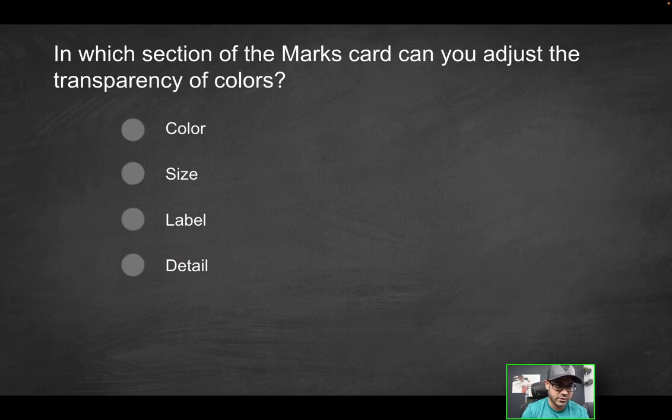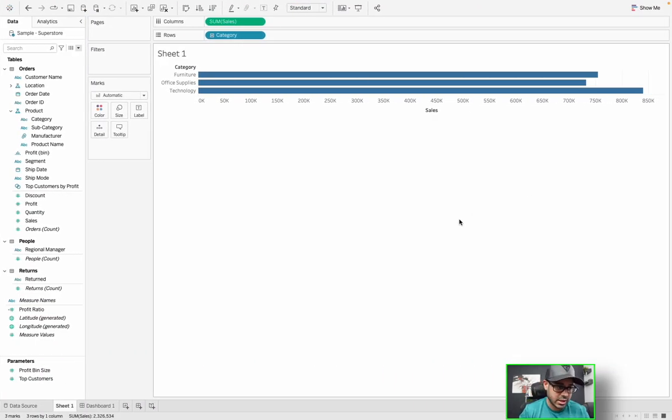Let's get started. Our first question is going to be, in which section of the marks card can you adjust the transparency of colors? Is it going to be the color, the size, the label, or detail? So first of all, what is it talking about in terms of transparency? We have Tableau Desktop open over here, and I'm going to walk you through it.